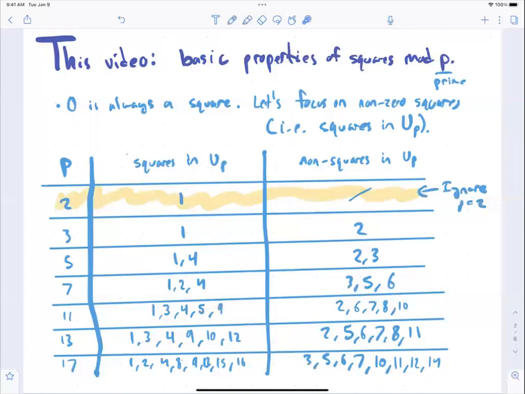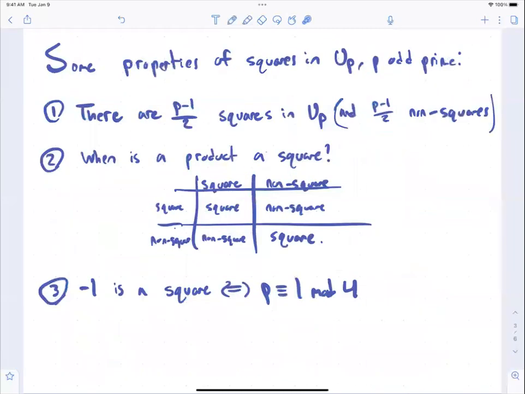Good. So let me write down the key simple properties I want to observe right now. The first one is what I just said: there are (p minus 1)/2 squares in U_p, and thus also (p minus 1)/2 non-squares, because that's just saying half of the elements of U_p are squares, and the other half have to be non-squares.